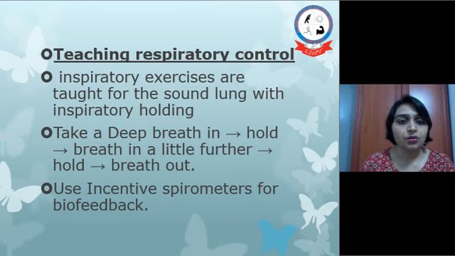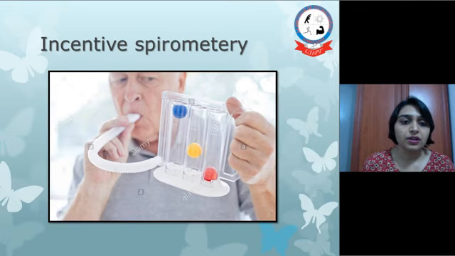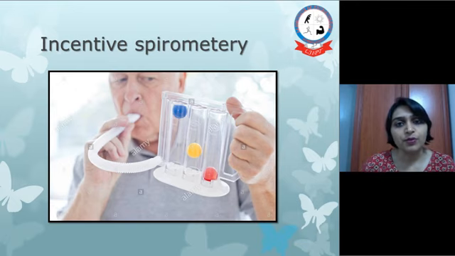We have to ask the patient to take a deep breath in, then hold. After that we tell him to breathe in a little further, followed by a hold, and lastly he has to breathe out gently. We can also ask the patient to use incentive spirometers for feedback of the inspiratory holding technique. Here is the incentive spirometer. Incentive spirometry gives the patient an idea of the amount he is able to breathe in, pre-operatively as well as post-operatively.